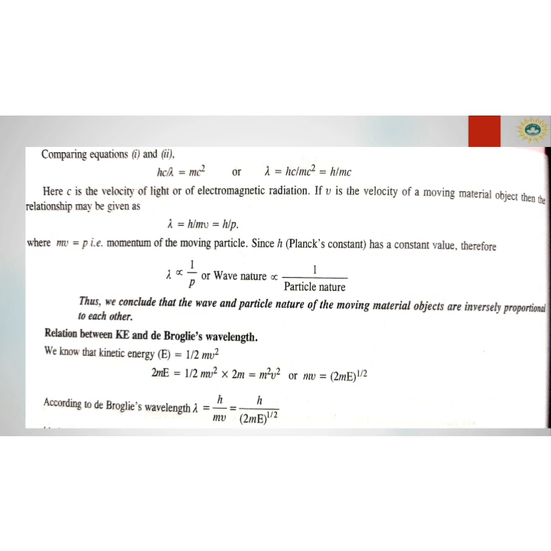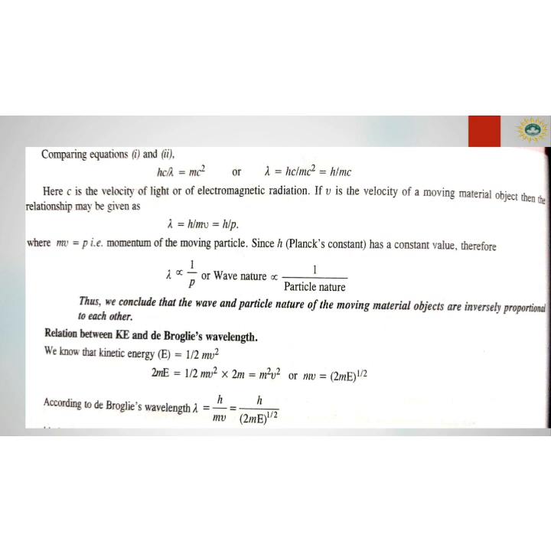So lambda is always inversely proportional to momentum. So wave nature is always inversely proportional to particle nature. If wave nature is maximum, then particle nature will be minimum, and whenever particle nature is maximum, then wave nature will be minimum. So exactly opposite. Thus we conclude that the wave and particle nature of a moving particle are inversely proportional to each other.